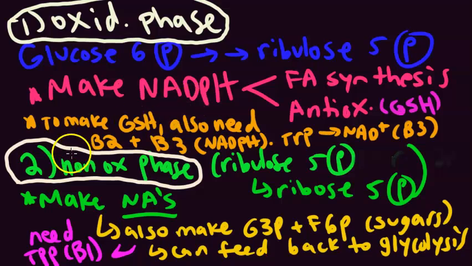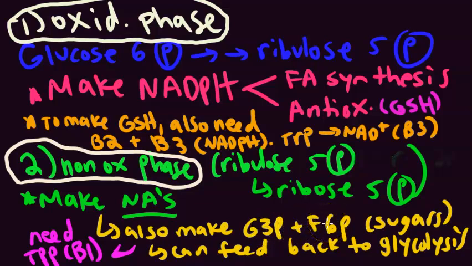Then we have the non-oxidative pathway where we convert ribulose 5-phosphate into ribose 5-phosphate. So you go from ribulose 5-phosphate to ribose 5-phosphate. And in this process, you make nucleic acids, right? Your DNA and your RNA. Also in this process, you make sugars like glyceraldehyde 3-phosphate and fructose 6-phosphate. So I'll call these G3P and F6P.